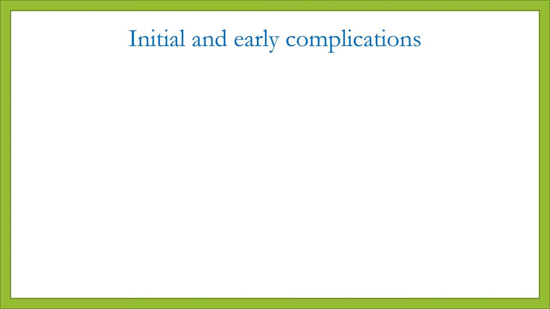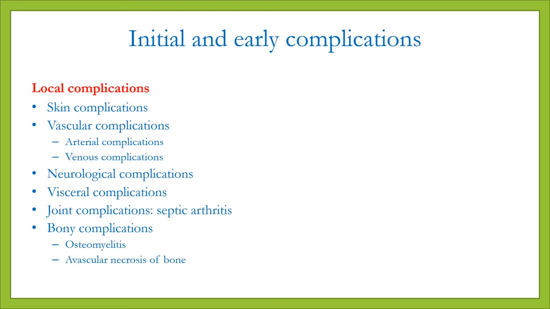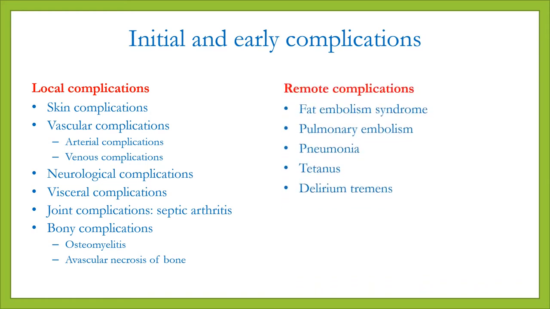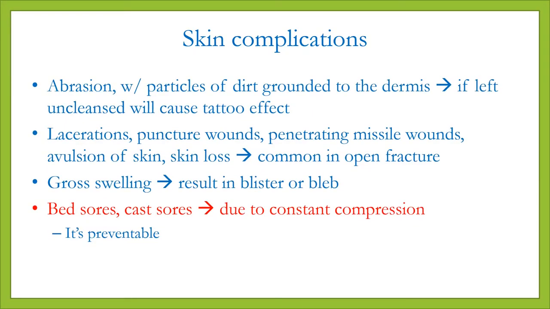Initial and early complication: local complication, skin complications, vascular complication, arterial complication and venous complication, neurological complication, visceral complication, joint complication, septic arthritis, bony complication, osteomyelitis and avascular necrosis of bone. Remote complication: fat embolism syndrome, pulmonary embolism, pneumonia, tetanus, delirium tremens. Skin complication: abrasion with particles of dirt ground into the dermis, if left uncleansed, will cause tattoo effect.